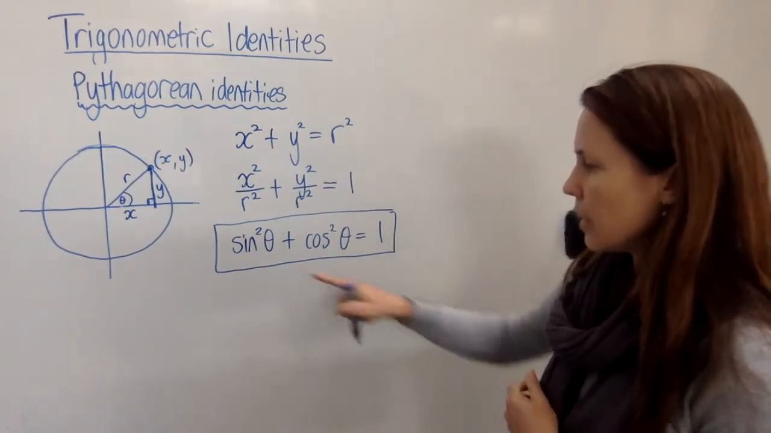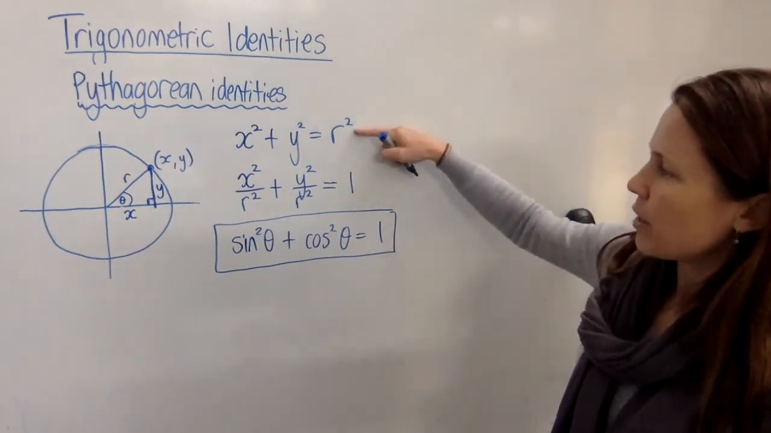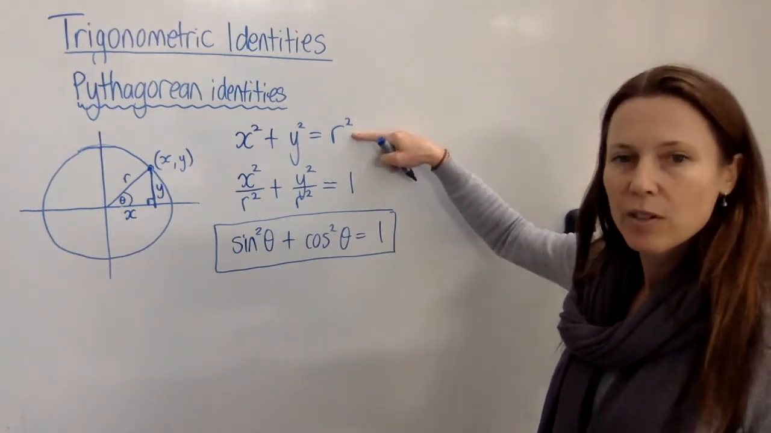How do we do that? Well, how could we fiddle with this to change the look of it? Up here we fiddled with this by dividing by one of the terms.